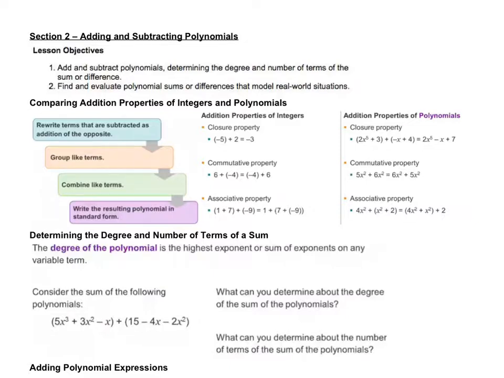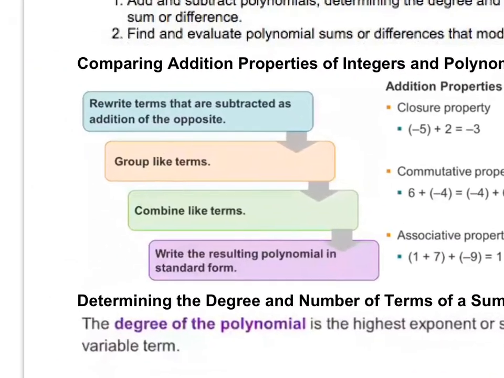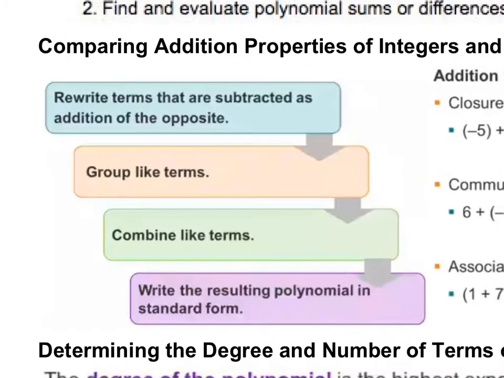So, our objectives today: we want to add and subtract polynomials. We want to determine the degree and the number of terms of the sum or difference. We want to find and evaluate polynomial sums or differences that model real-world situations, okay? So right here you have a guideline as to how to do this. You want to rewrite terms that are subtracted as the addition of the opposite. We'll talk about that here in a minute.